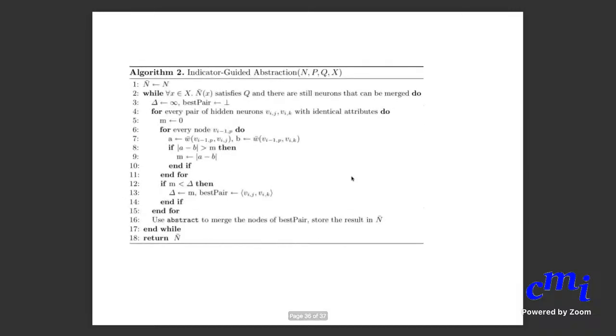So that is one. The paper discusses two ways in which to construct the initial abstraction. This is one, and the other one is up to saturation.